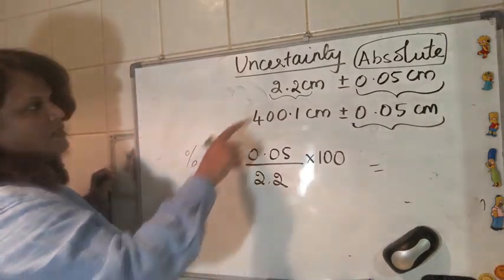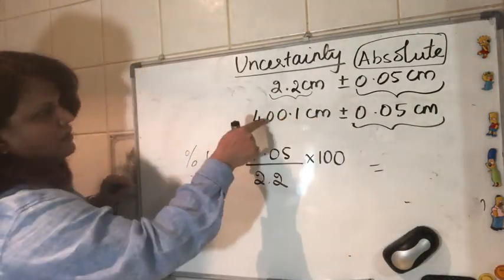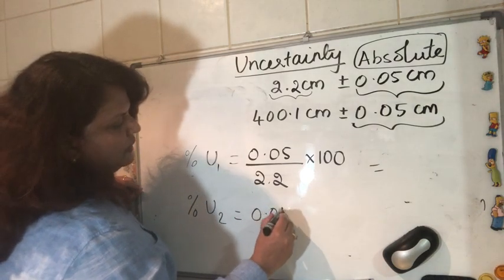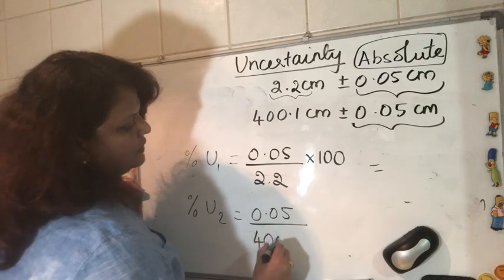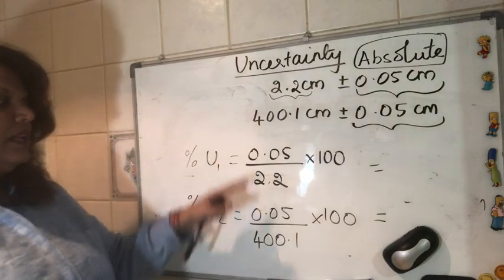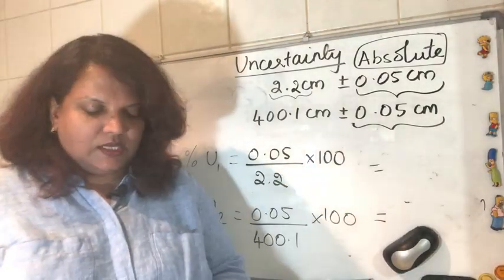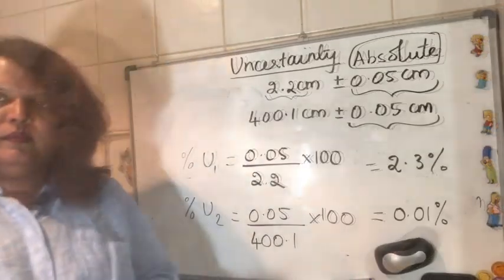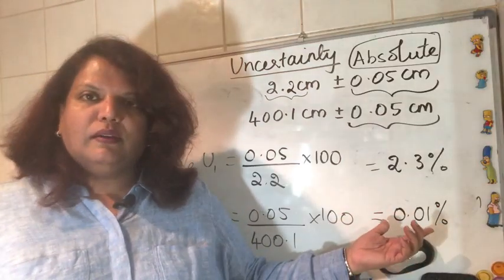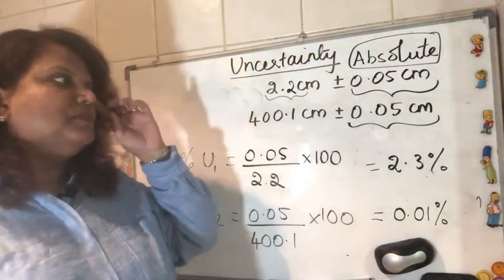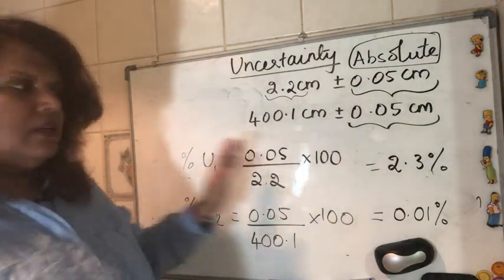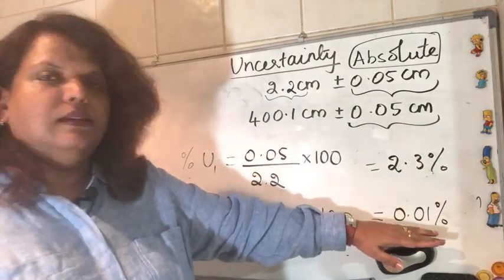Now this percentage uncertainty is for this measurement I have written. Similarly for this one, say this is U1 and U2, 0.05 upon 400.1 multiplied by 100. You can calculate these two and compare what's the percentage uncertainty in each case. If you have calculated, the values you will get are 2.3% and 0.01%. So if you compare the uncertainties for these two measurements, what can you say about it? This one has got a greater uncertainty than this reading.